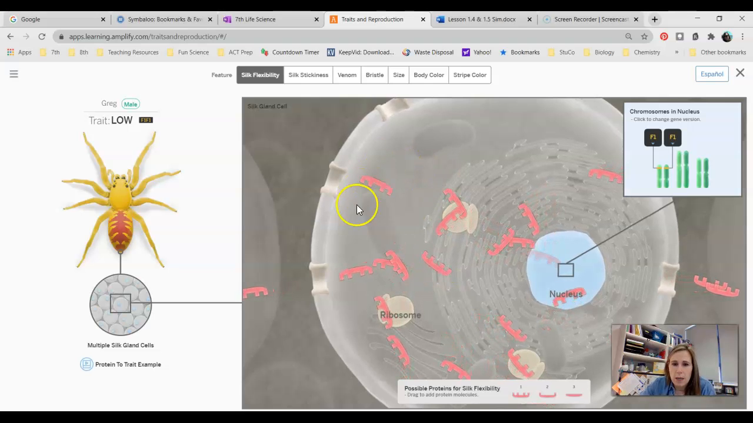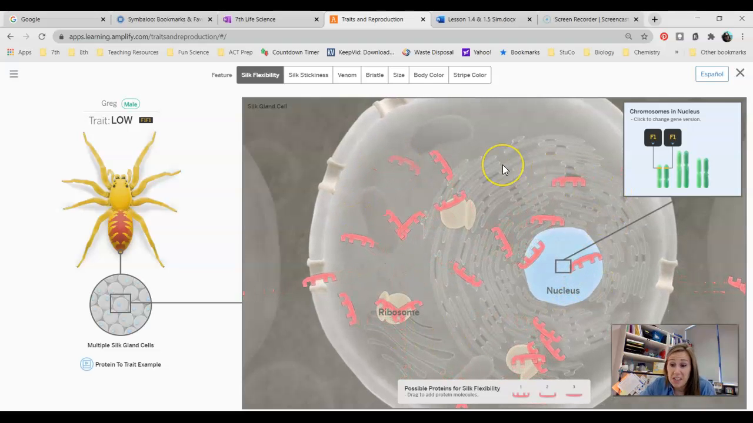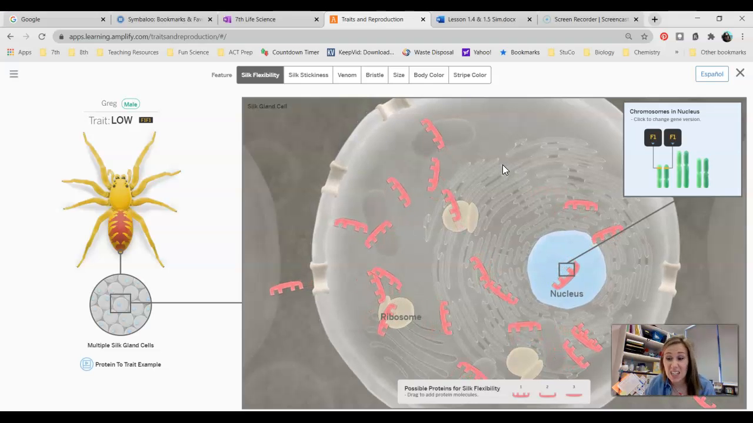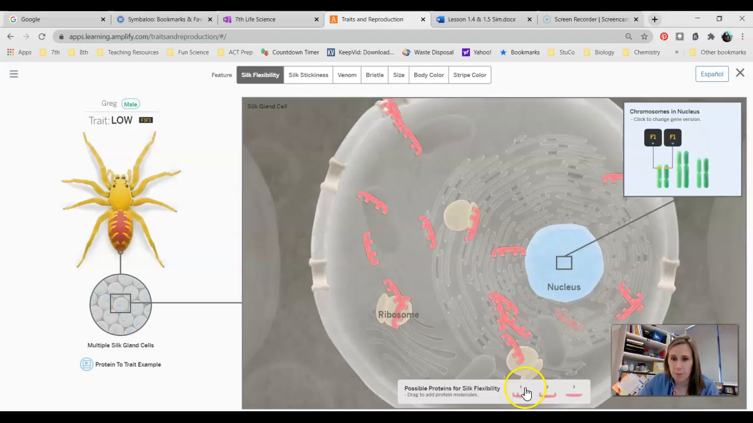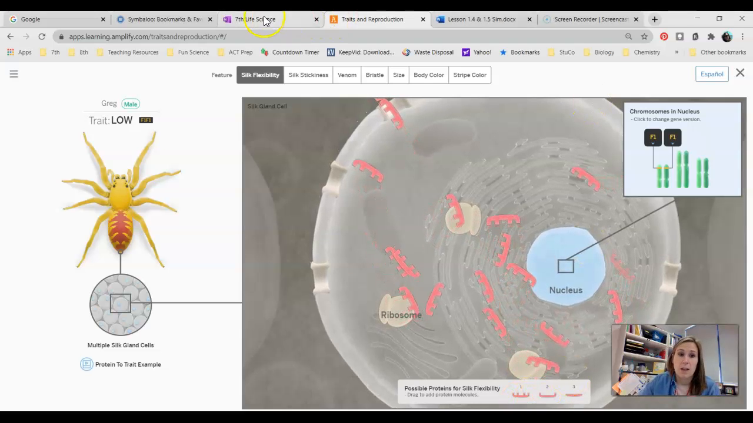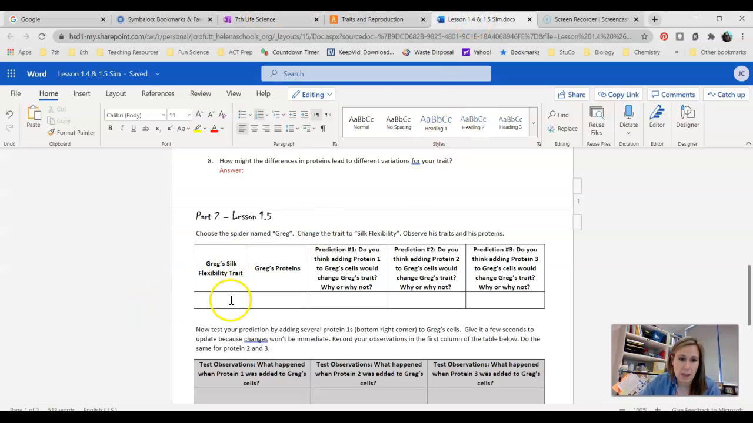Okay, what do you guys think would happen if we were to add different proteins? If we could change his DNA and make different proteins show up in his cells other than protein number 1. Okay, so you guys will make a prediction on that. So Greg's silk flexibility trait, we know he's low. What protein number does he have? He has protein number 1.